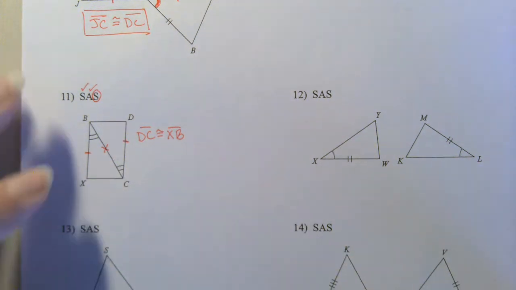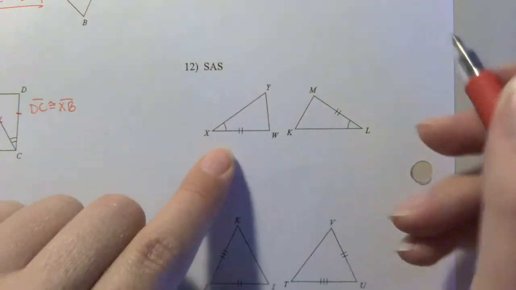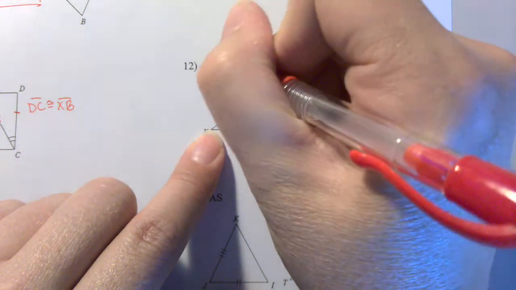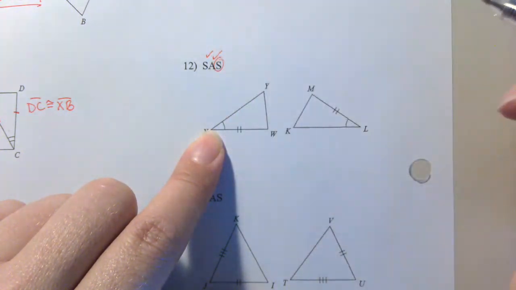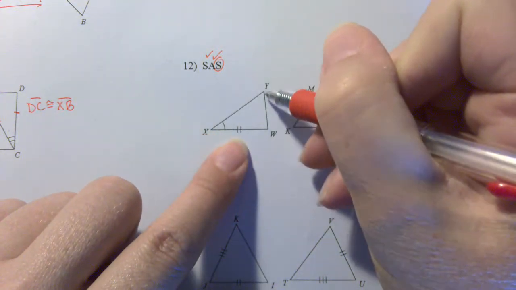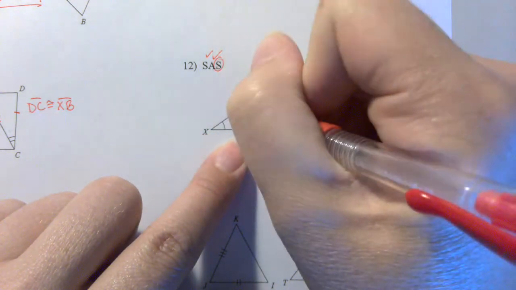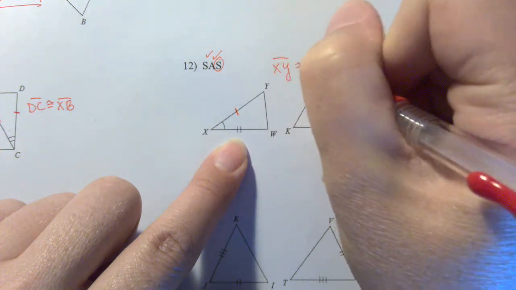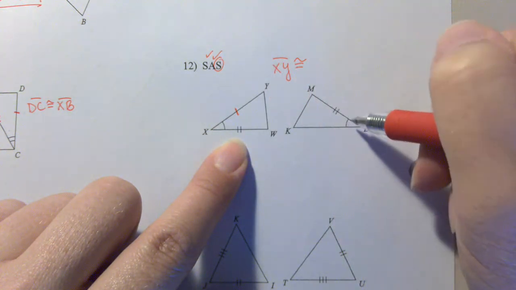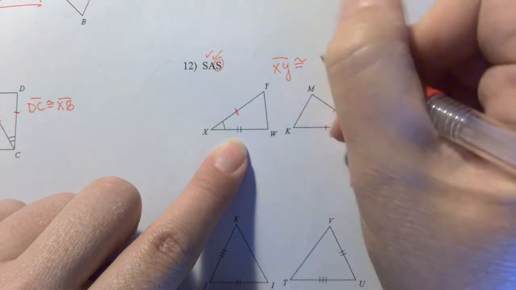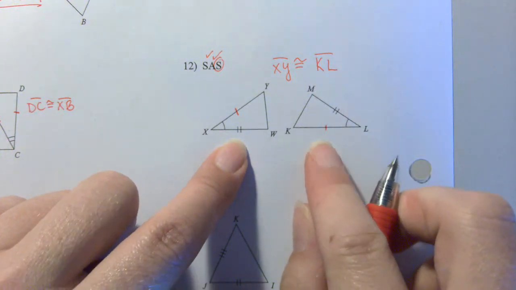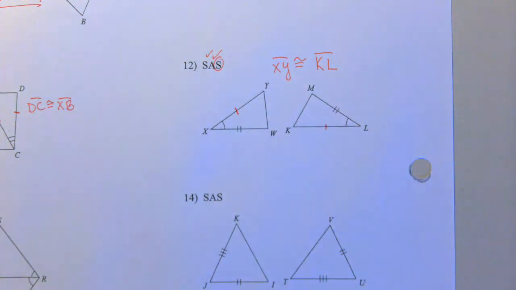So let's do one more. We have a matching side, a matching angle. So I've got a side and angle. I need another side. I can't use YW because that would not include the angle. I have to use XY. So you would state XY is congruent to, okay, so side, I need the included angle, KL. So make sure you mark the figures and you include the additional piece of information that you need.